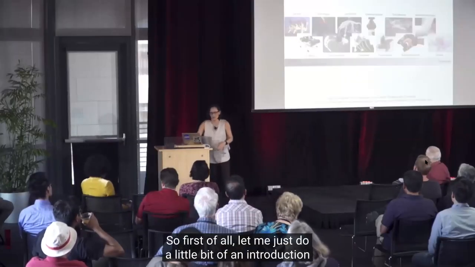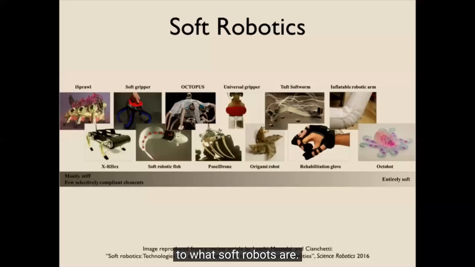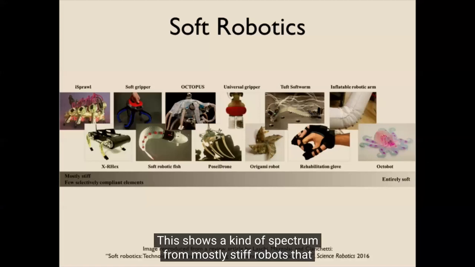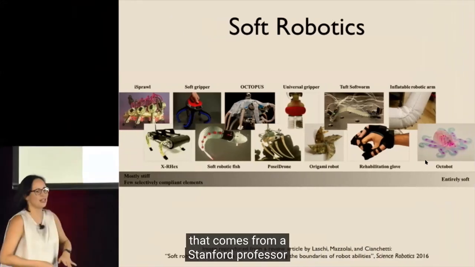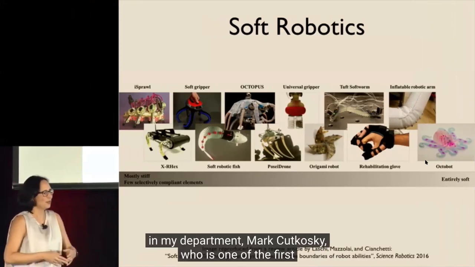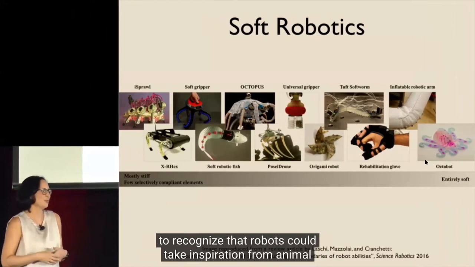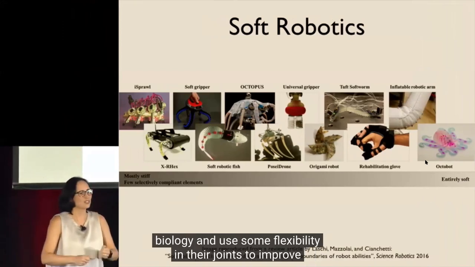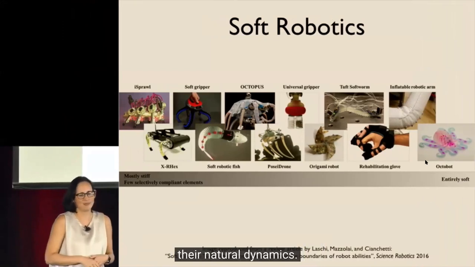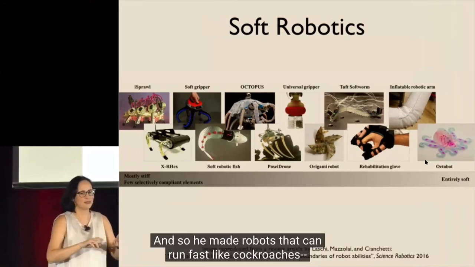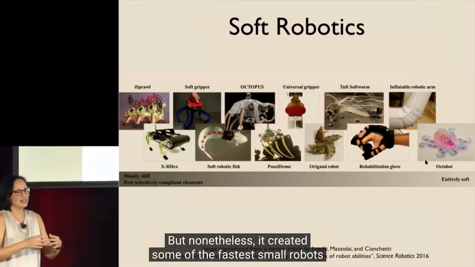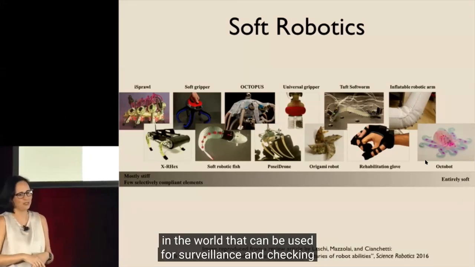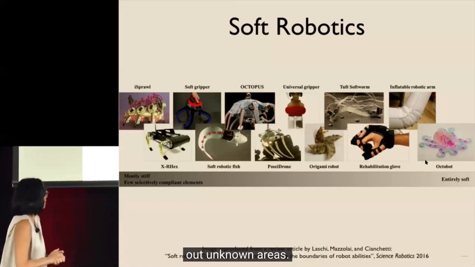So first of all, let me just do a little bit of an introduction to what soft robots are. This shows a kind of spectrum from mostly stiff robots that have a few compliant elements. The one on the left, possibly you've seen before, that comes from a Stanford professor in my department, Mark Kakoski, who was one of the first to recognize that robots could take inspiration from animal biology and use some flexibility in their joints to improve their natural dynamics. And so he made robots that can run fast like cockroaches. Whether or not that sounds good to you may depend on how you feel about cockroaches, but nonetheless, it created some of the fastest small robots in the world that could be used for surveillance and checking out unknown areas.